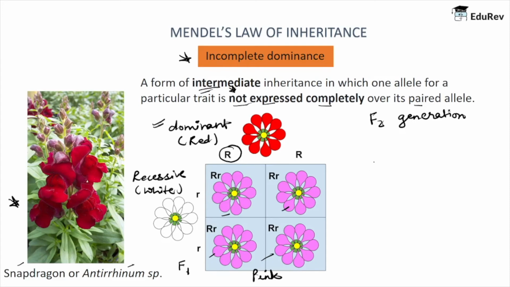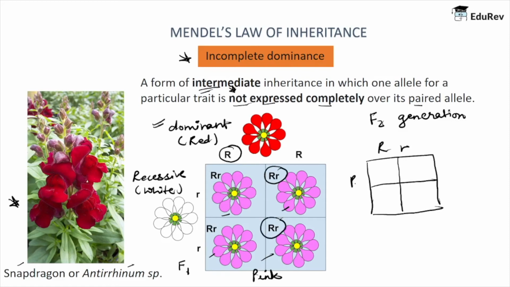So I'll draw the Punnett square. And what do we do in F2 generation? We do selfing of F1 generation, if you remember. Selfing of F1 generation. So these are the F1 generation. So let me take these two flowers, capital R, small r. Now I'm crossing it. So I'll cross it as capital R, small r, and capital R, small r. Now this is capital R, and these two are small r.